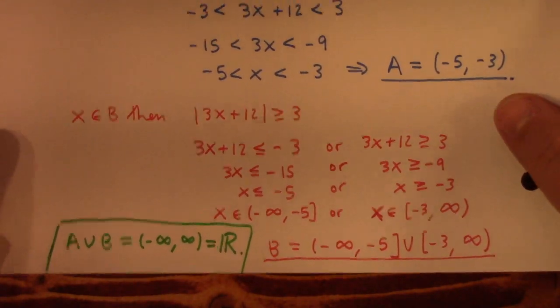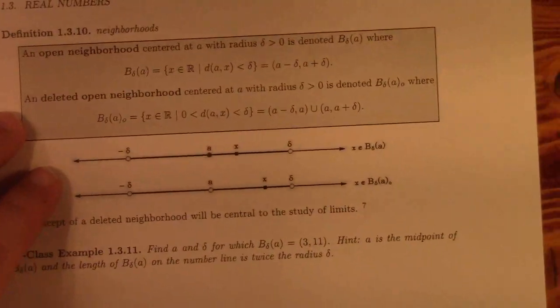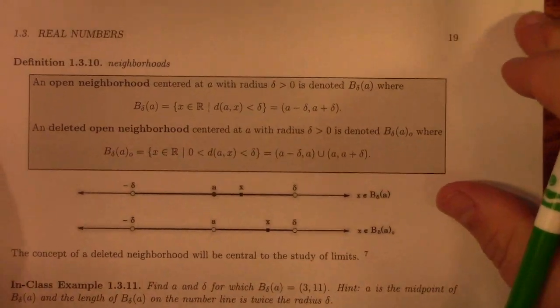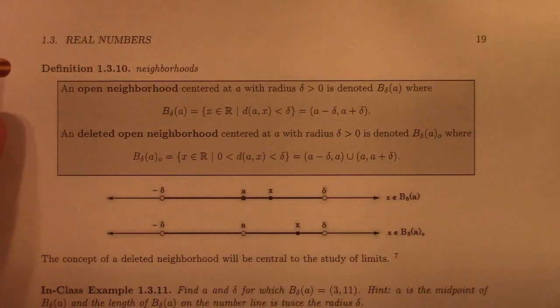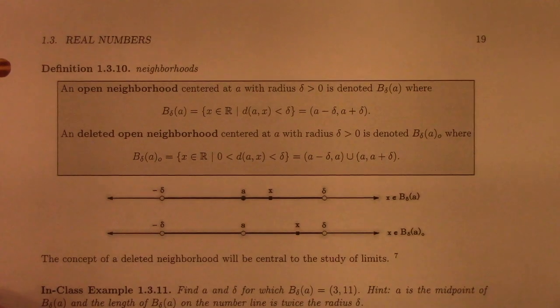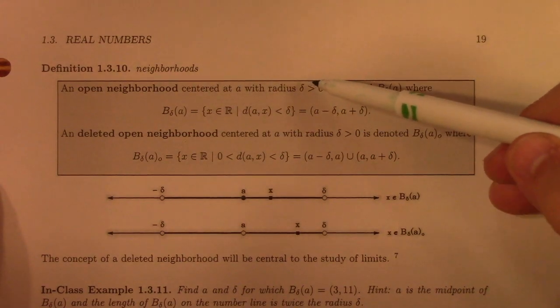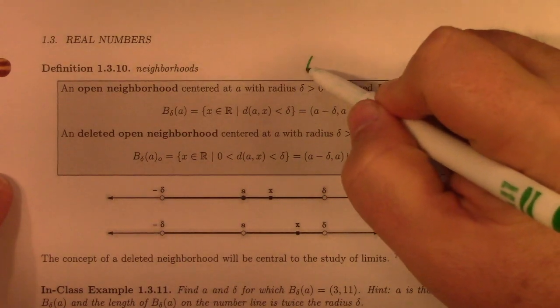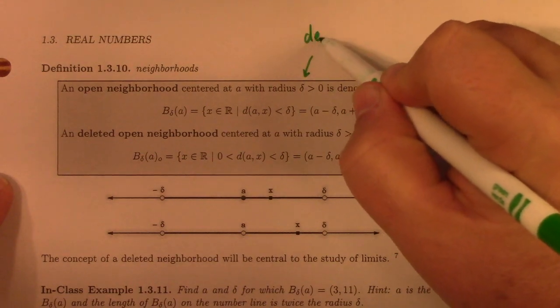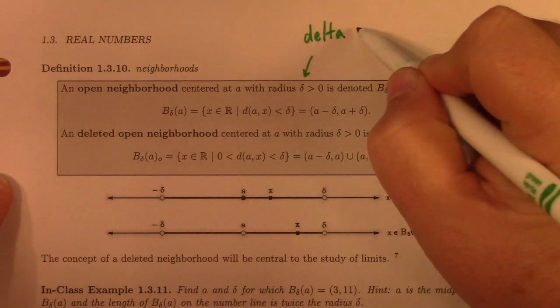So, yeah, there's that. Now, neighborhoods. What is a neighborhood? A neighborhood basically is, well, like a neighborhood. It's a place that's close to you. So an open neighborhood centered at A with radius, this number is a Greek symbol. That means delta. Delta. This is delta.